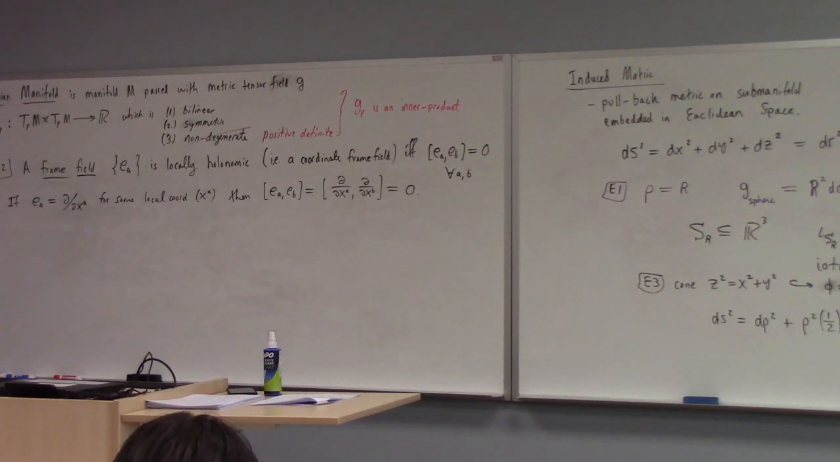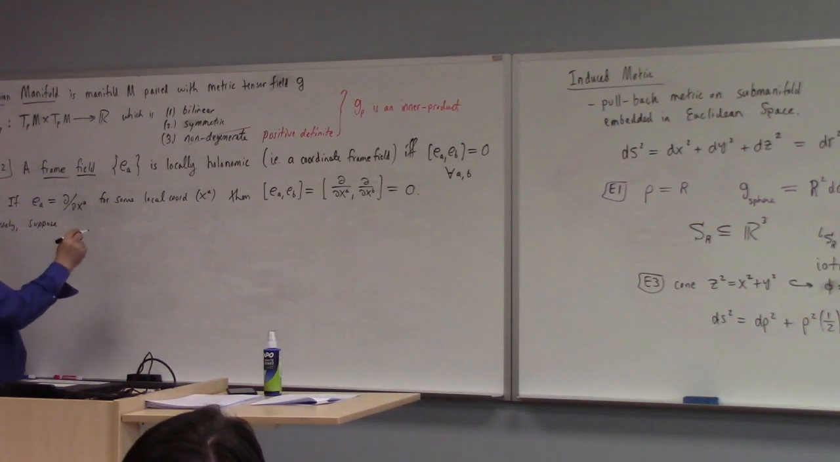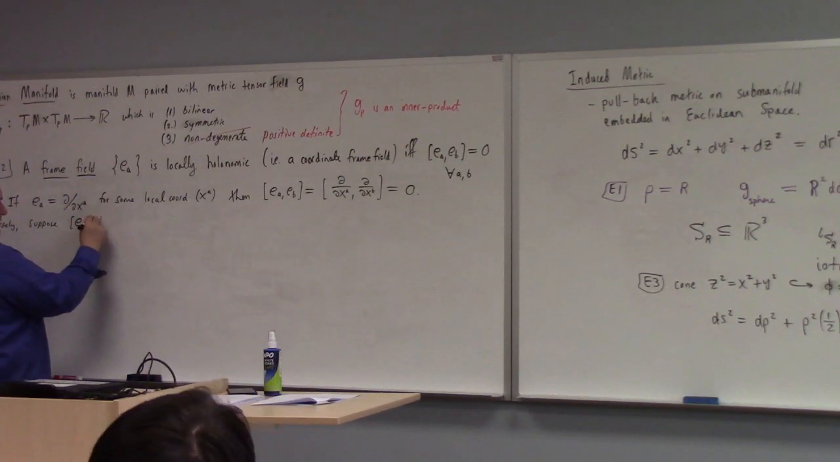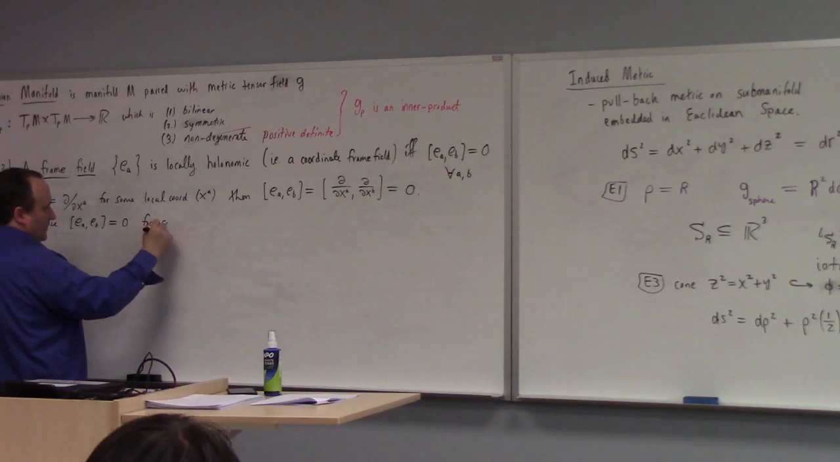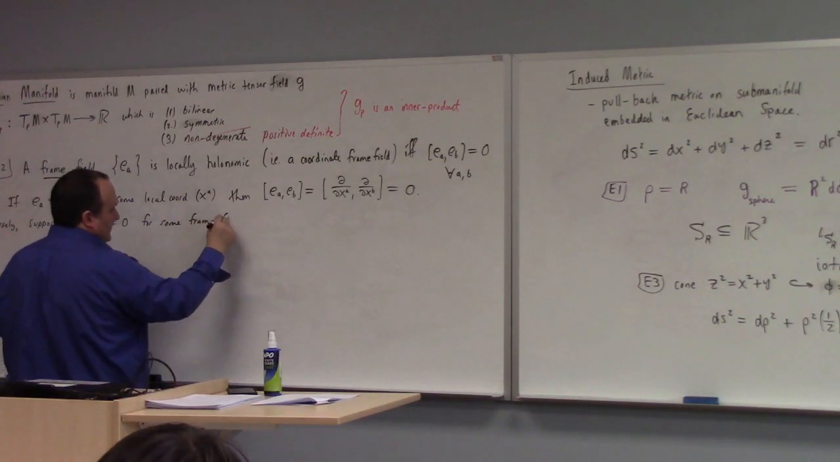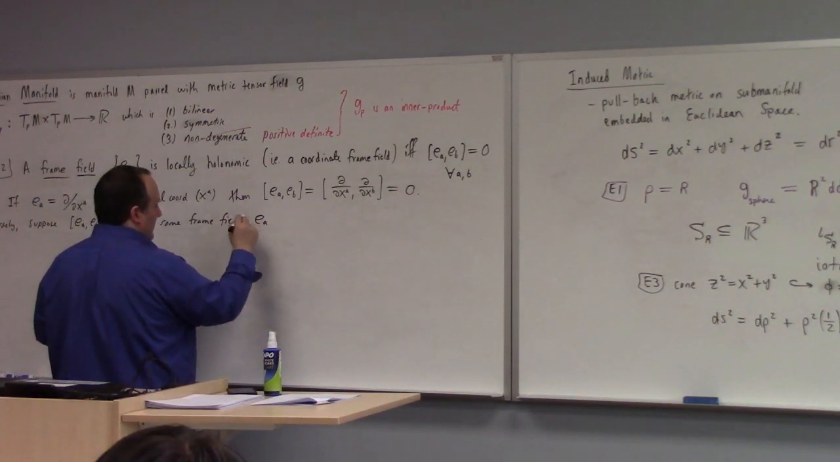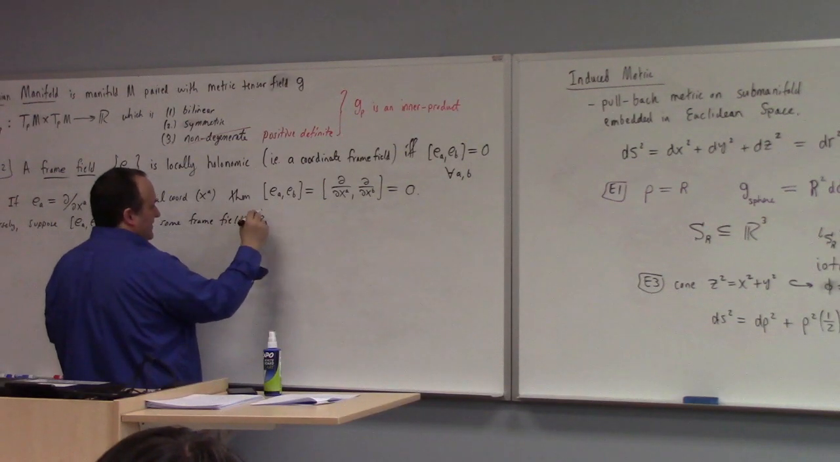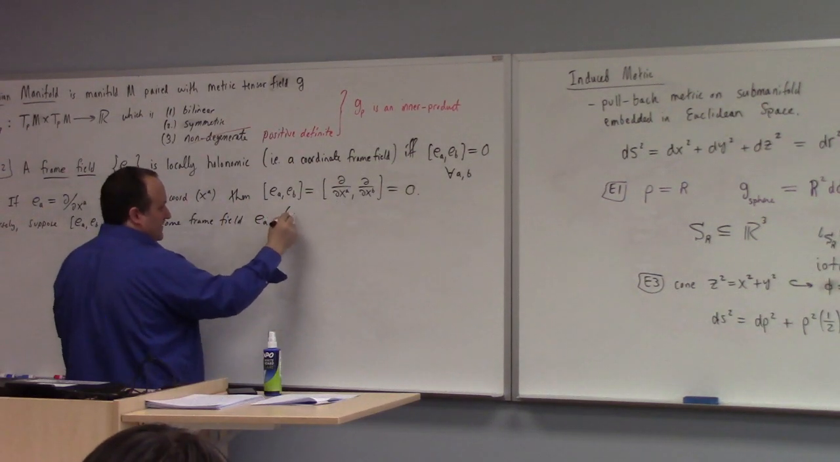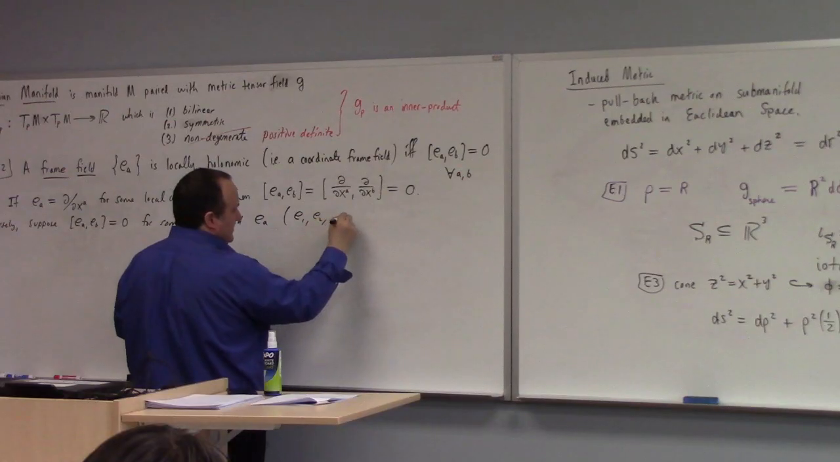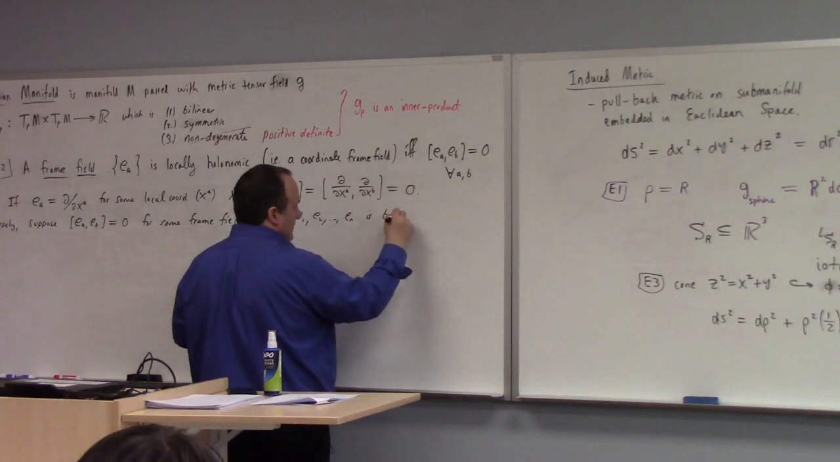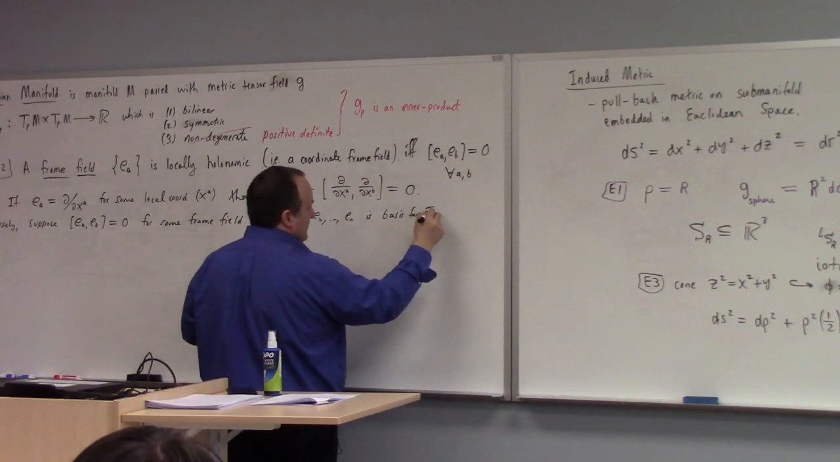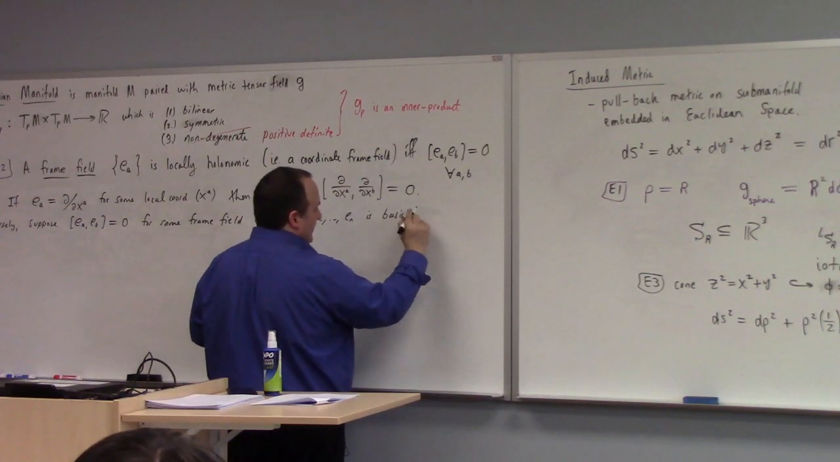Conversely, suppose we have a frame field that satisfies the hypothesis of the theorem. So conversely, suppose that you got yourself the Lie bracket of E_A and E_B equal to 0 for some frame field E_A. When I say frame field, what that means is E_1, E_2, all the way on out to E_n is a basis for the tangent space, a basis pointwise.